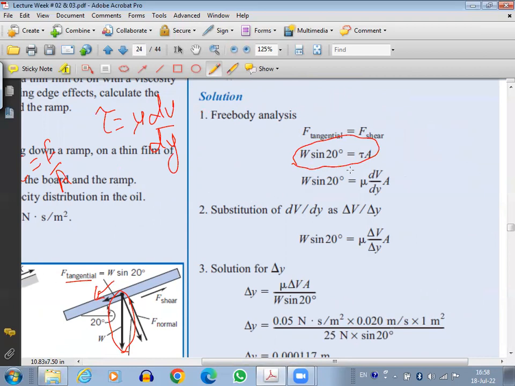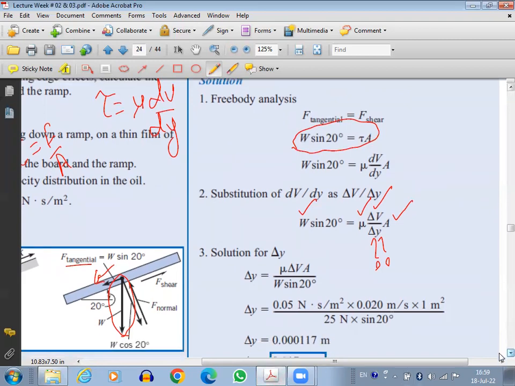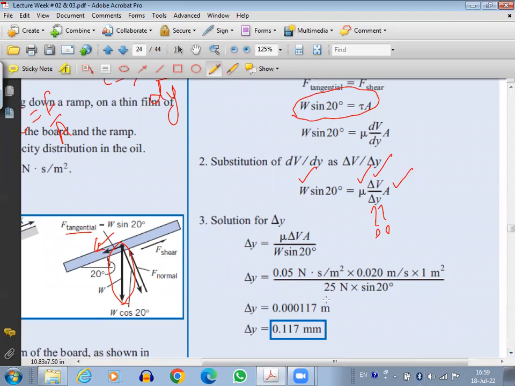Okay. Now tau is mu dv by dy, right? And mu dv by dy can be written as mu del v by del y. Now del v is something known because you know the velocity. Del y, this is something you need to find out because you don't know the thickness of the oil. Area is something known, given the board area. Viscosity is given. Weight is given. So just one unknown. You can just substitute the values and you can find out the thickness of the oil. So the thickness of the oil will be 0.117 millimeter.